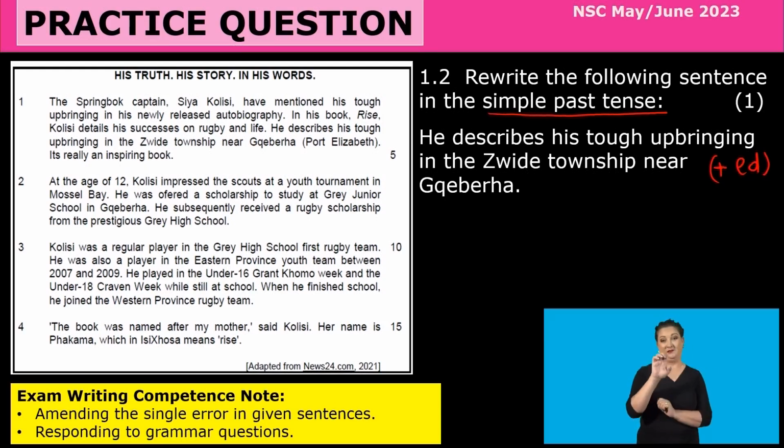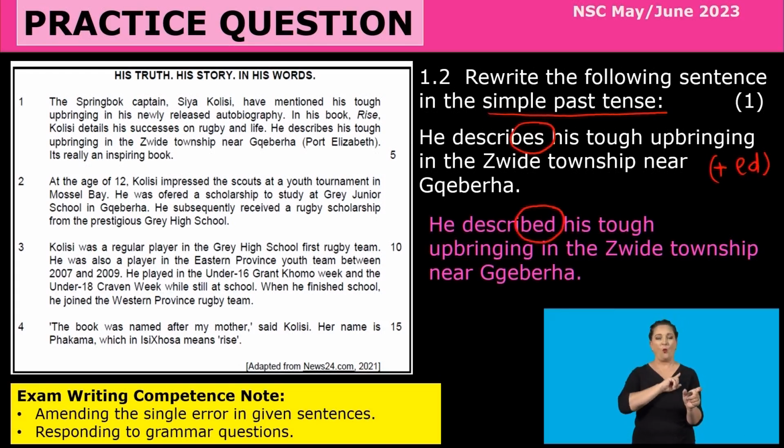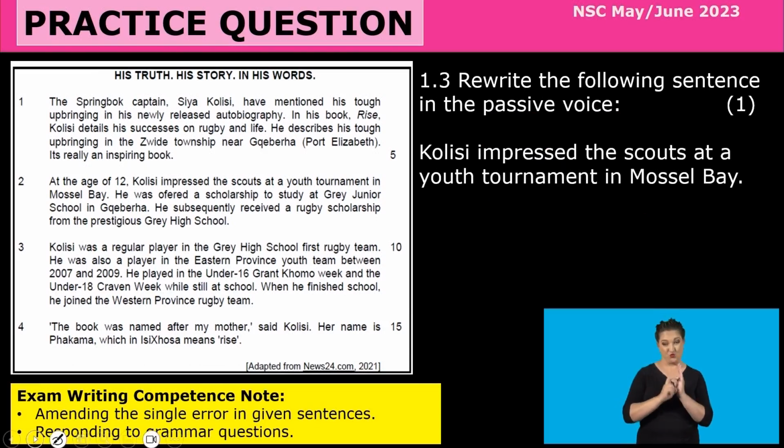So let's go. He describes his tough upbringing in Zwide Township near Gqeberha. So let's see what our response identifies for us. He described. Can you see the word describe? So that is in simple present, now becomes described in simple past tense. Remember you are going to apply your tense rules for the verb tenses there.